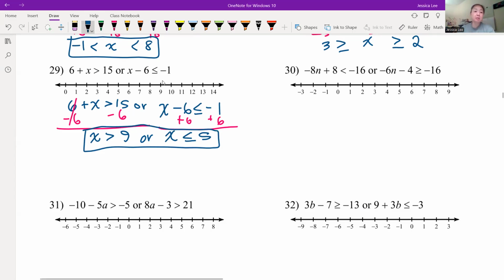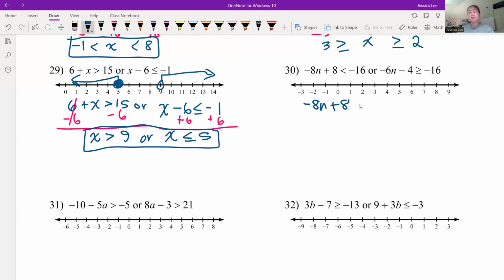So here's 9. Here is 5. There we go. And it says 5 is going to be equal to. So it says x is less than 5, so we're going to go like that. Or x is greater than 9, so greater than 9, like this. All right, now number 30.